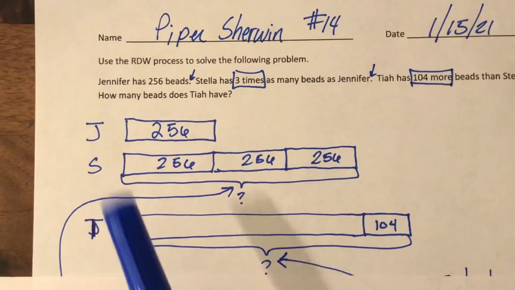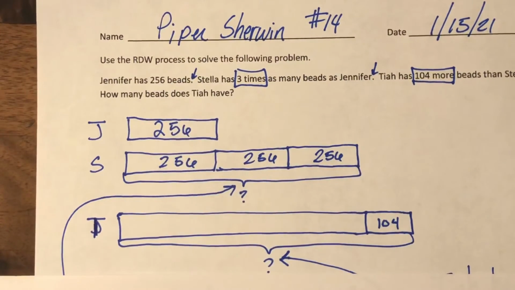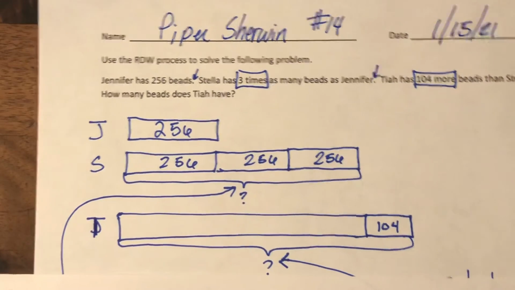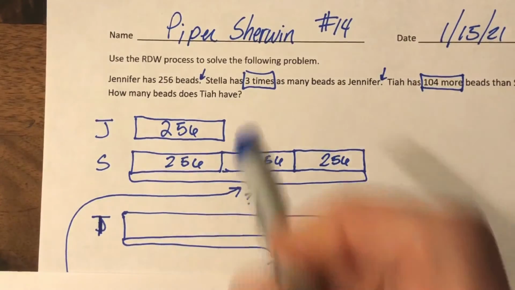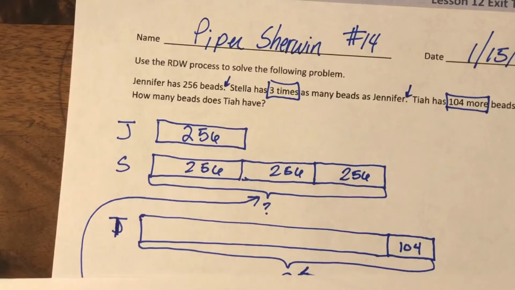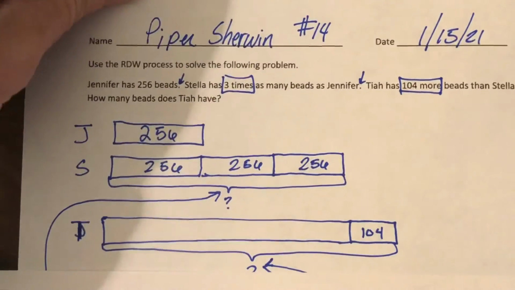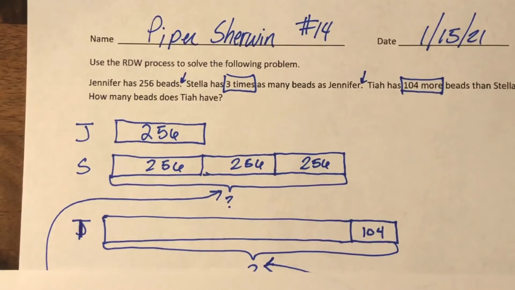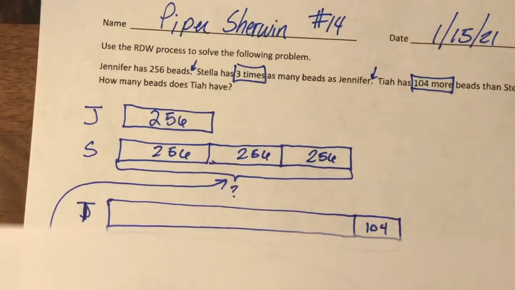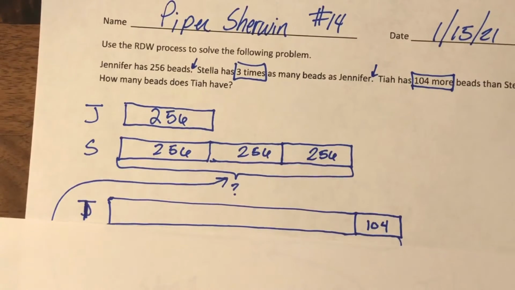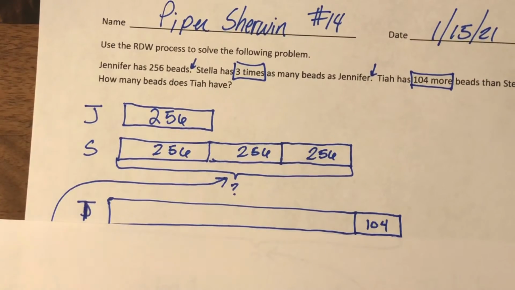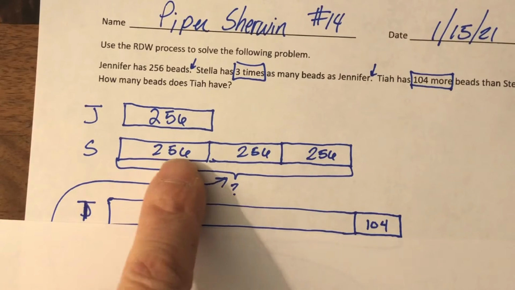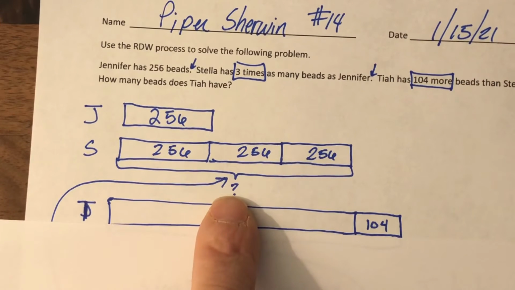Their tape diagrams. Jennifer has got 256 beads, so I drew a little piece of tape and said that's 256. Then I said Stella has 3 times that amount. So I drew a little tape diagram down here with 3 times the 256, all right? Normally I leave these blank, but I decided just to write the numbers in, 256 3 times, to show that that's how much she has. So if I multiply 256 times 3, I'll figure out exactly how much Stella has, how many beads she has.